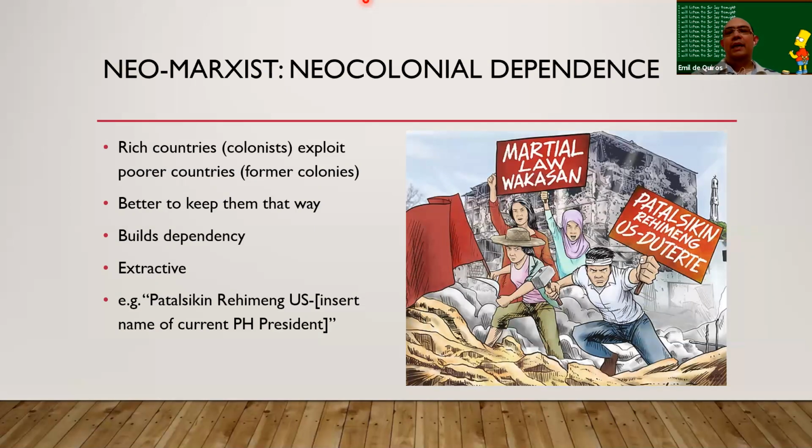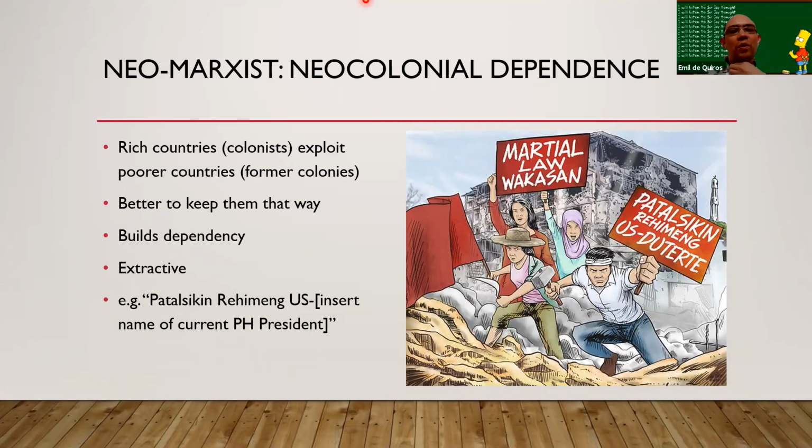If you see in the news, pictures or videos of protests, there's always this classic banner, and it's not only for this administration. You see it in all protests in past administrations. Patalsikin ang rehimeng US dash whoever is the president. And it's funny, because as you follow Philippine politics, Duterte's foreign policy has shifted away from the U.S. So relations aren't that great compared to previous presidents. But for some, who have this classic neo-Marxist thinking, there's still that relationship. There's a rehimeng U.S. Duterte.